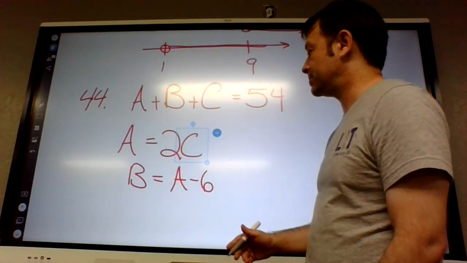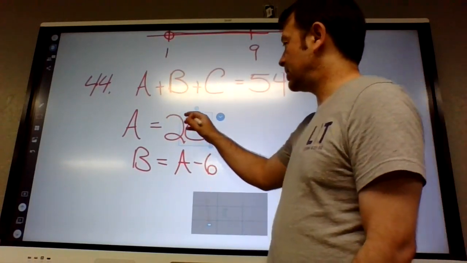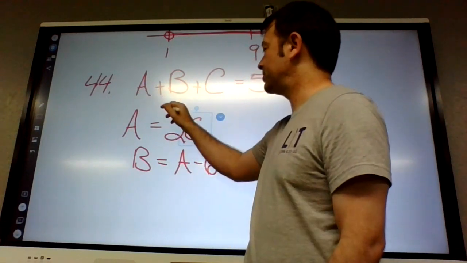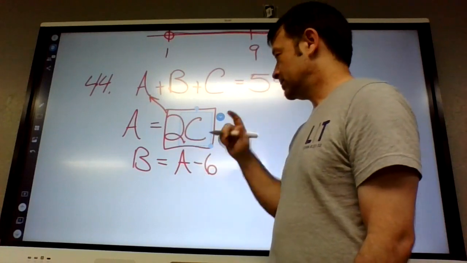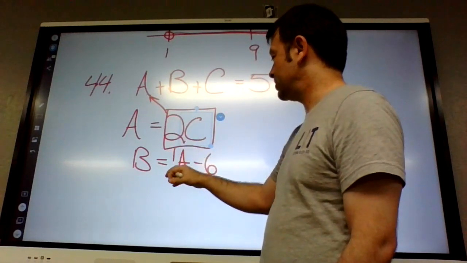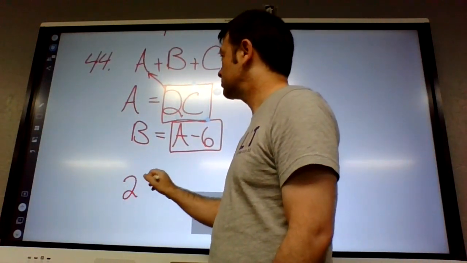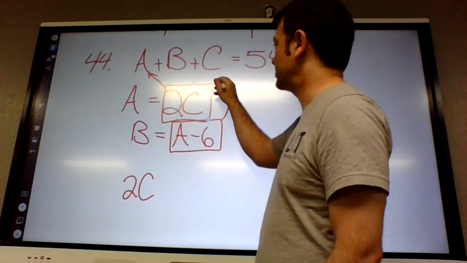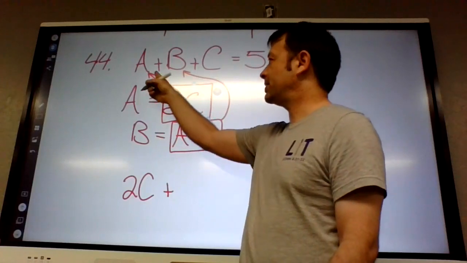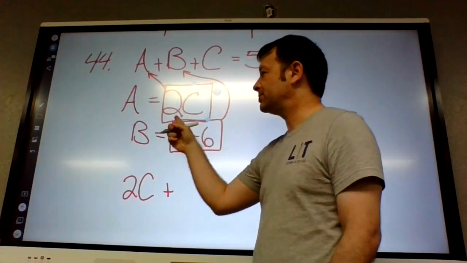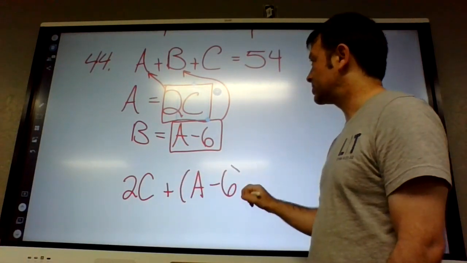Okay, so basically we're going to use substitution here. We're going to have to double substitute. So I'm going to replace, in this original equation, A with 2C. And B I'll put in A minus 6. You guys remember substitution, right? We did a little bit, but it's mostly from way in the past. So I'm replacing A with 2C because A equals 2C. I'm replacing B with A minus 6.